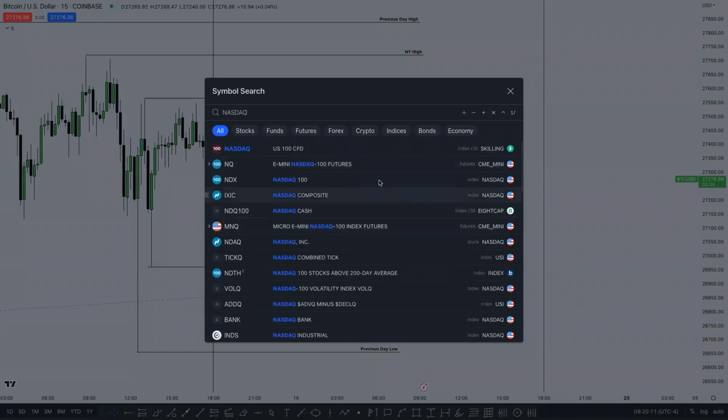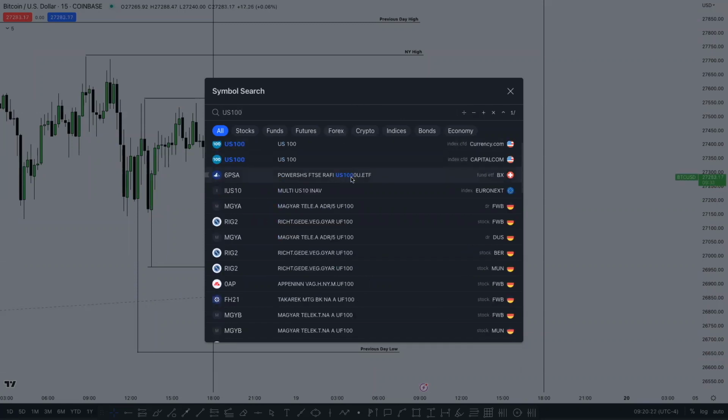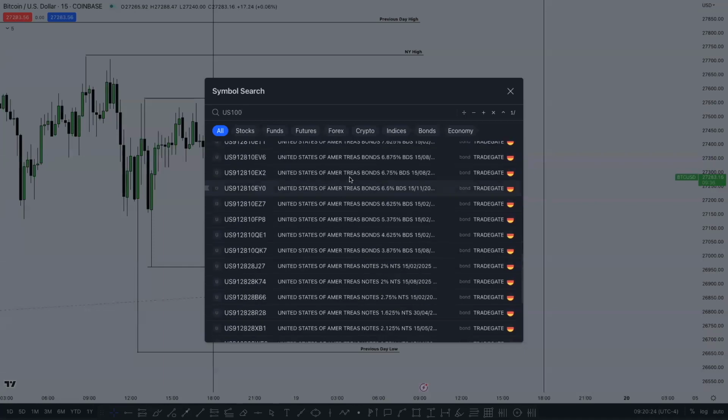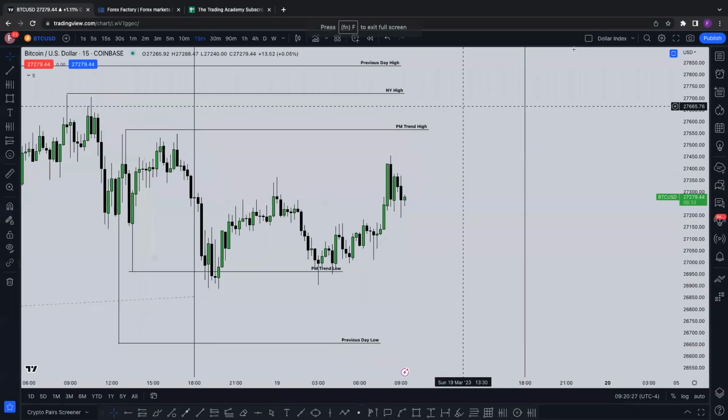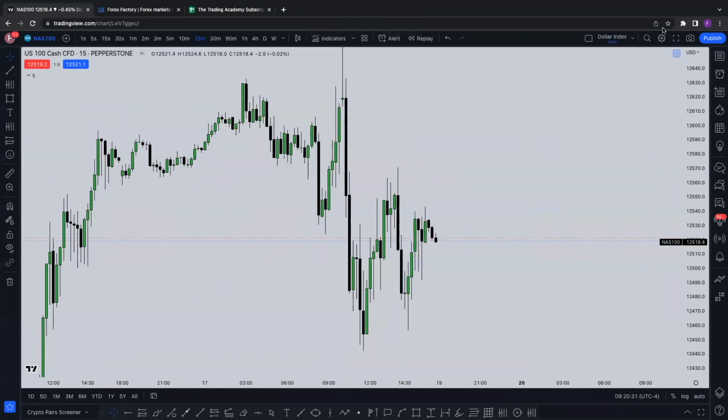All right, so I use Pepperstone's, this one, US 100. Let's get up US 100. All right, and let's see, can I find it? Cannot. Can't believe I'm messing it up right here. All right, here you go.